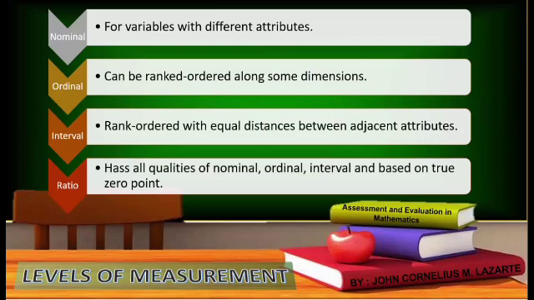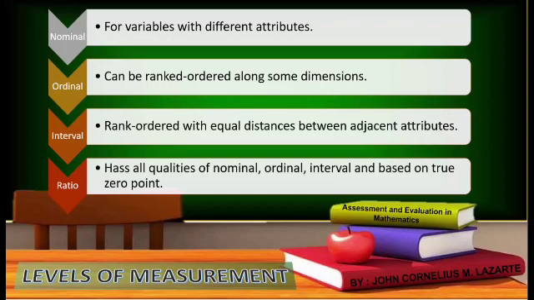So the next statistical concept is the level of measurement, which we are very familiar with. The first one is the nominal, which is used for variables with different attributes, like for example gender, birthplace, college major, and so on. The next one is ordinal, which is used in describing a variable with attributes that can be rank ordered along the same dimension, like for example socioeconomic status, which can be high, medium, or low.